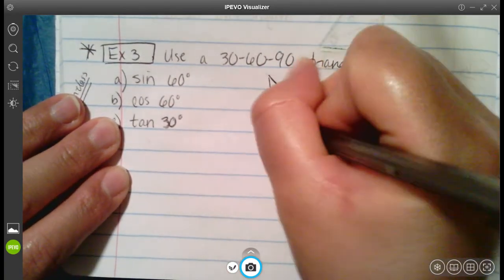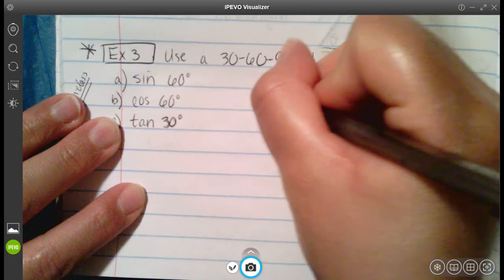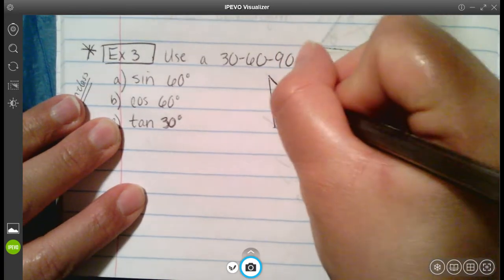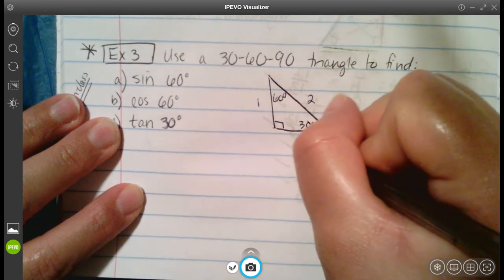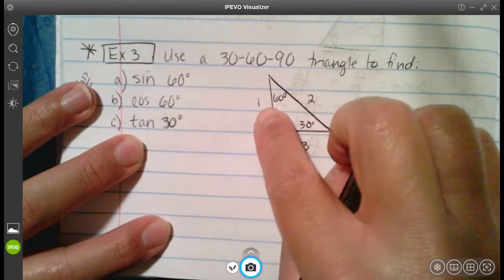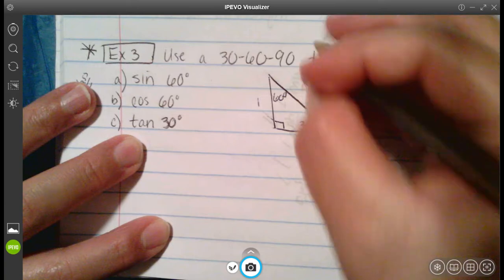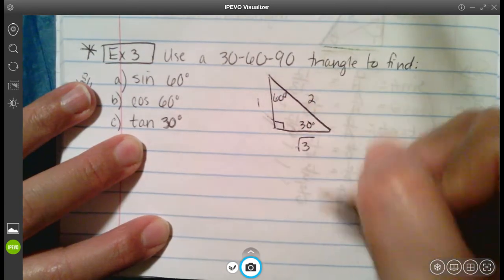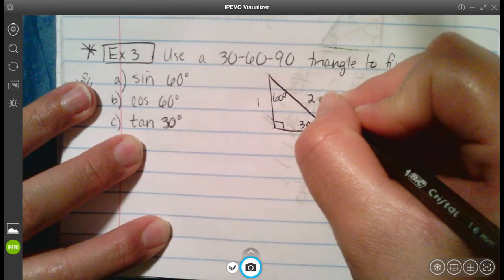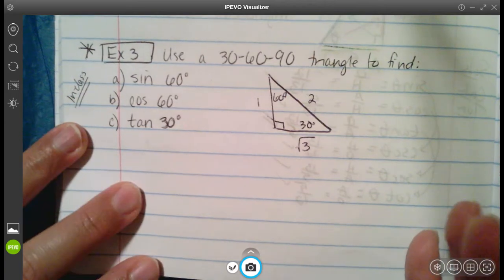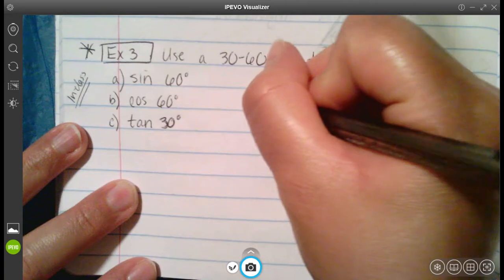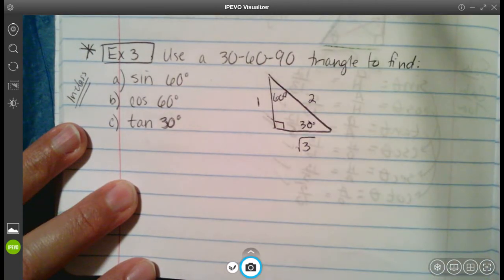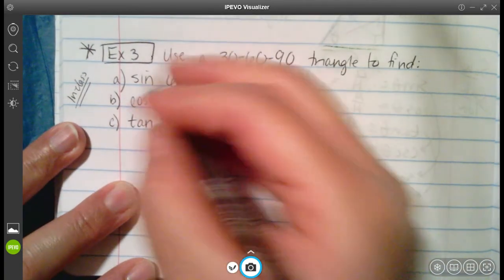So the 30, 60, 90 has an interesting pattern. I like to think of it like 1, 2, 3. So it'll be like this. 1, 2, 3. Where across the smallest one is 1. Across the weird one is square root of 3. And then this is just 2. And of course, it's usually in terms of x if you're actually solving a problem, but we're just basing it on a regular generic triangle. So we're going to use this one. They want us to find sine of 60.